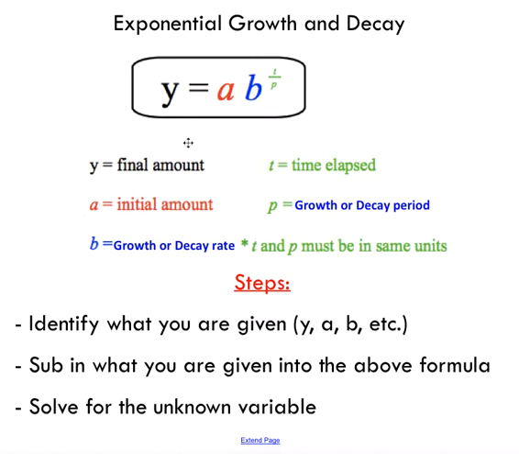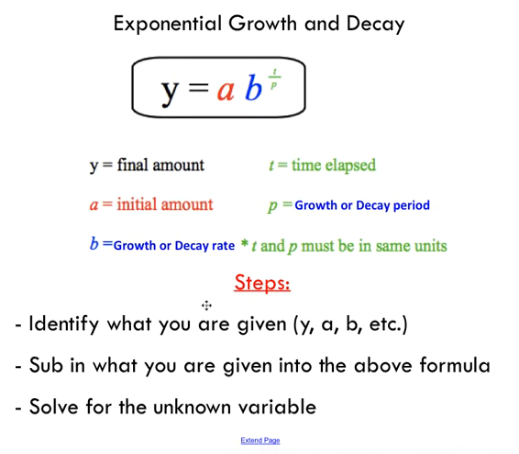Your a is your initial amount, what you're starting with. b is your growth or decay rate. So depending on if you're experiencing exponential growth or decay, that's going to be your b value. t is the time elapsed. p is the growth or decay period. This one can be a little bit confusing sometimes. We're going to talk about that in some of the examples. Just a note here, t and p have to be in the same units. So if we're talking about minutes or hours or years, these two have to be the same units.